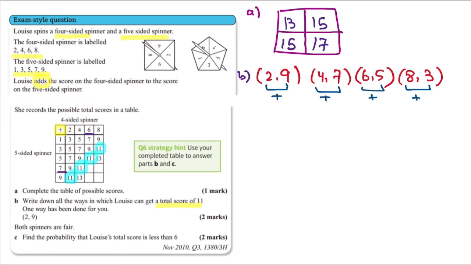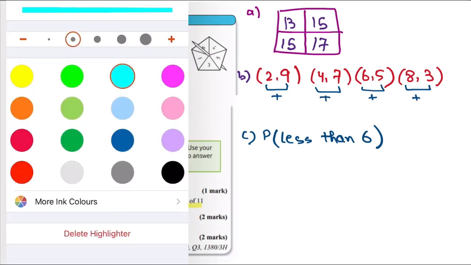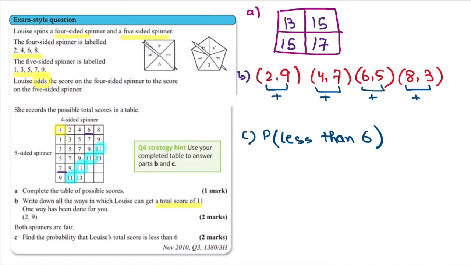Now the next part is part C. This says that both spinners are fair. Find the probability that Lewis' total score is less than 6. So we are finding all the scores which are less than 6. We see how many outcomes give us less than 6, and I'm going to highlight them. This is less than 6, this is less than 6, and this 5 is less than 6. So we actually have 3 outcomes which are less than 6.